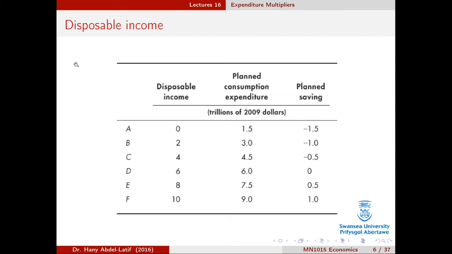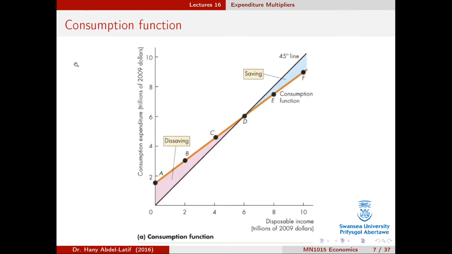Okay? So as I said, this is just a graphical representation of the same example you saw, which we call the consumption function. That's the relationship between consumption and disposable income. In a similar way, we can show the saving function.